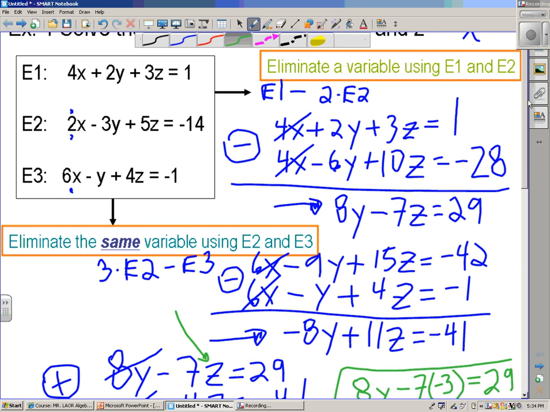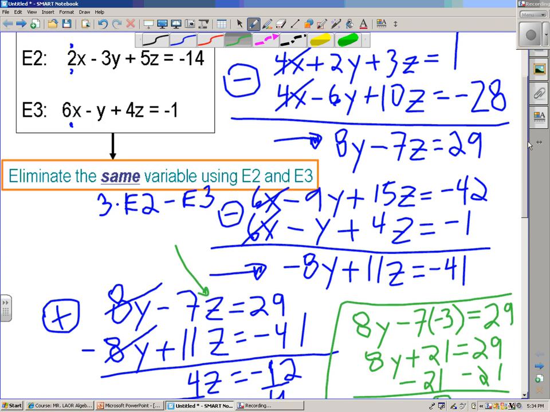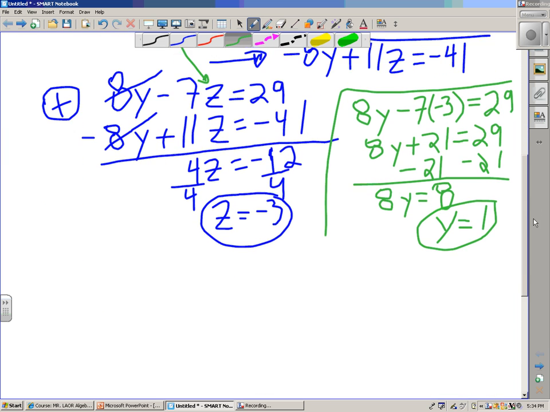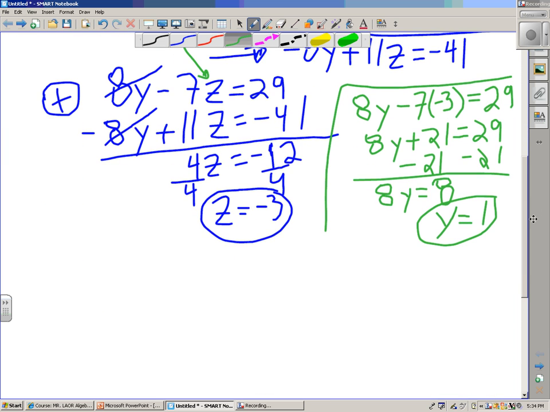Now we've got values for z and y, and we can choose whether we want to plug into equation 1, equation 2, or equation 3. So I'm going to choose equation 1: 4x plus 2y plus 3z is equal to 1. And I'm going to plug the values that we got here and solve back for x. So let's do this right here.